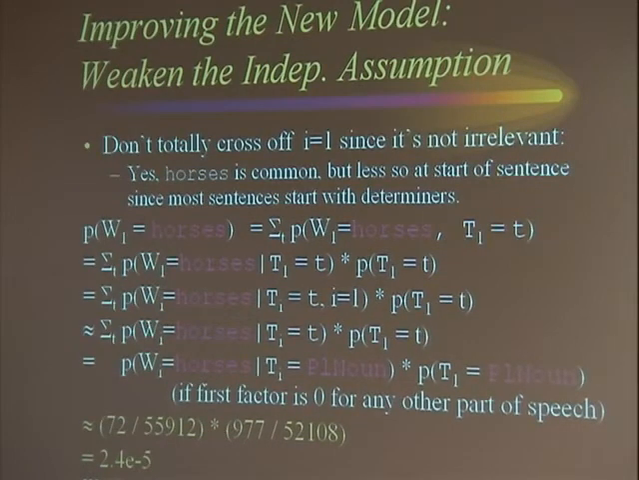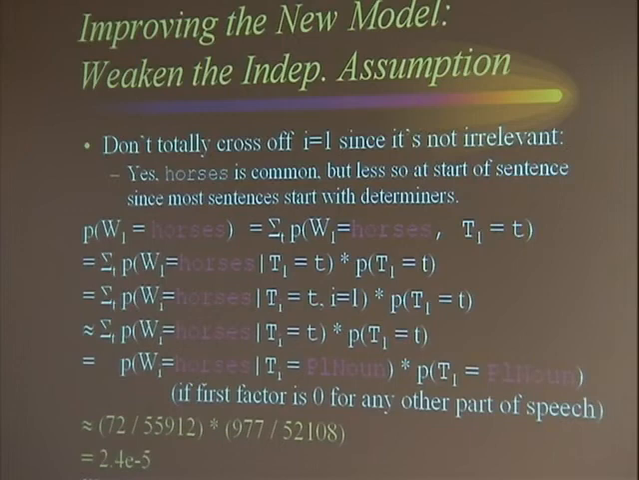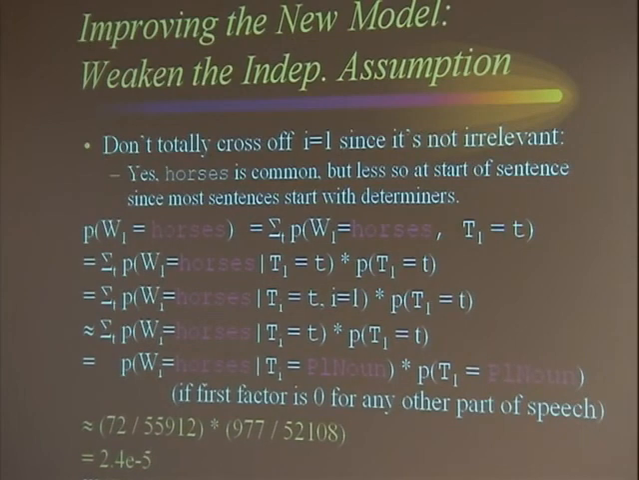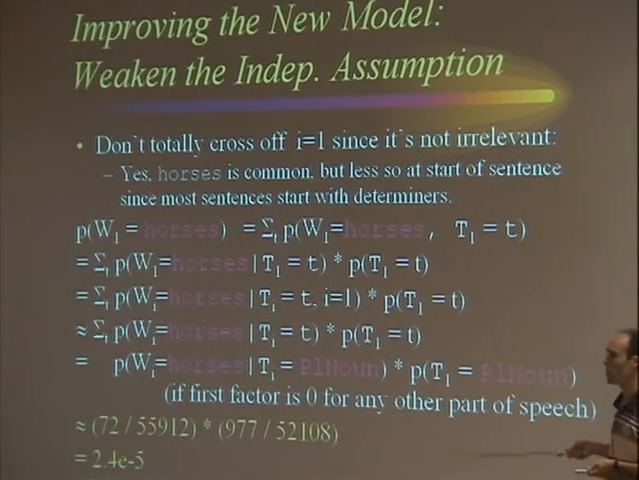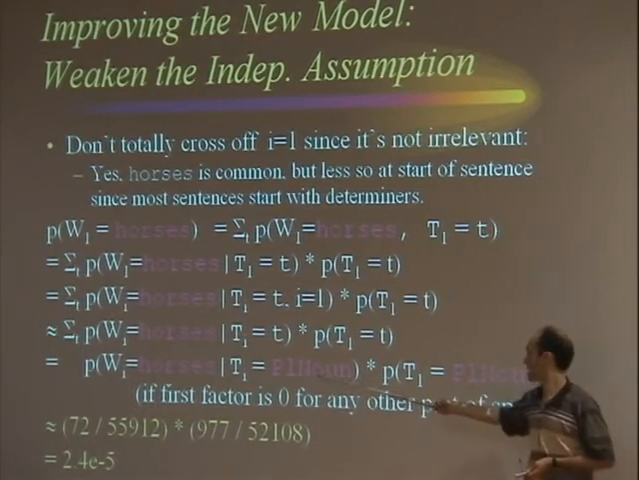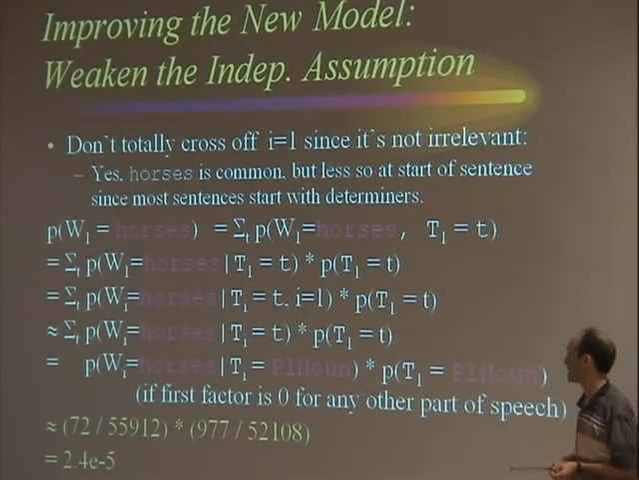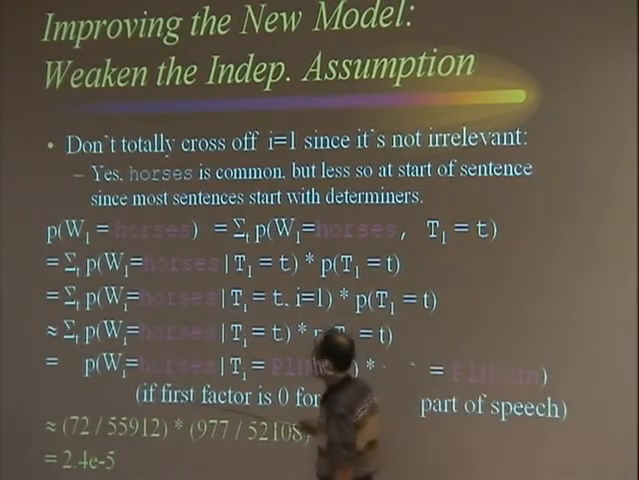So our probability has now gone down by a factor of 3, much as we expected, once we take the parts of speech into account. Okay. So this is a more refined model, because it's not completely forgetting about i equals 1. It's not just asking how often does horses tend to appear in the corpus. It's asking how often does horses tend to appear in contexts like plural noun that tend to be at the beginning. Now, I did drop this summation here.